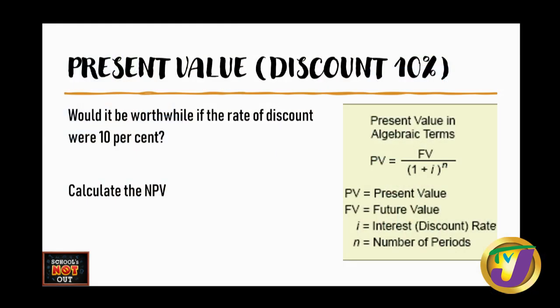Just a reminder: present value is equal to future value divided by 1 plus the interest rate, or the discount rate. You have to convert the interest rate to decimal. You're given a percentage, you need to convert it to decimal and then raise it to the power of n, and n refers to the number of periods or years. So if the question mentions 10 years, you raise it to 10, or if it's 5 and so on.